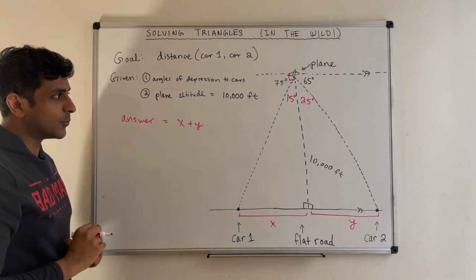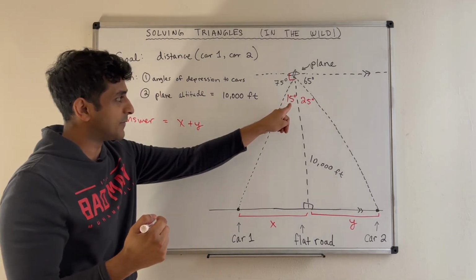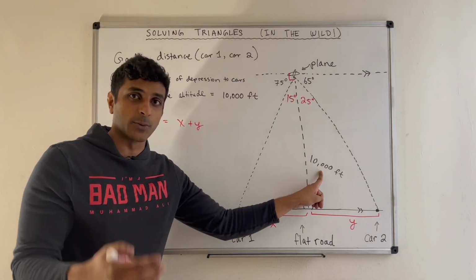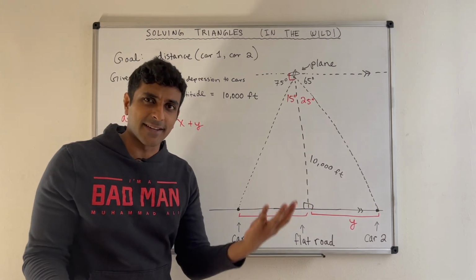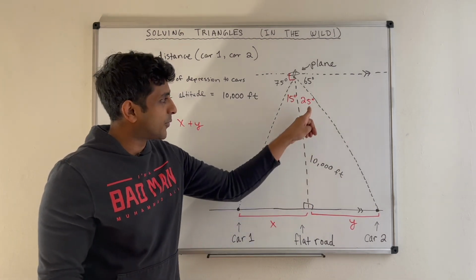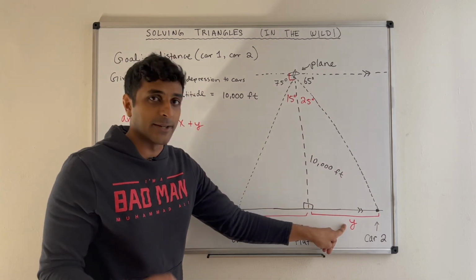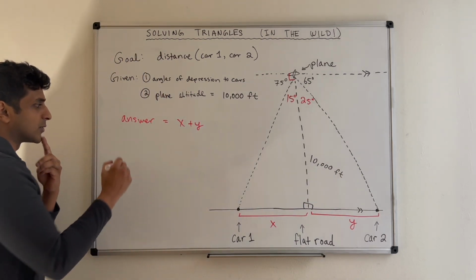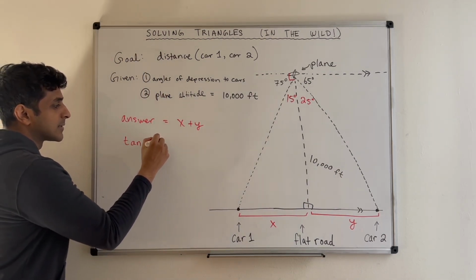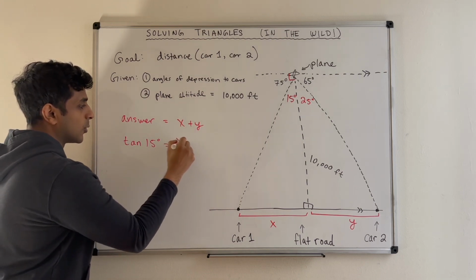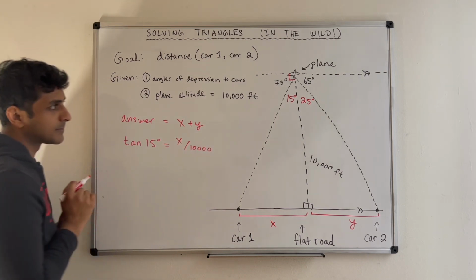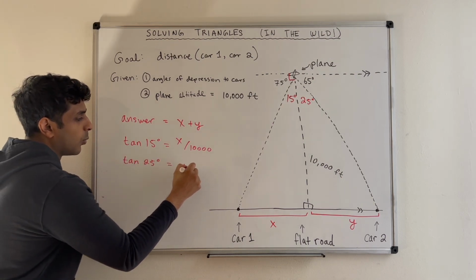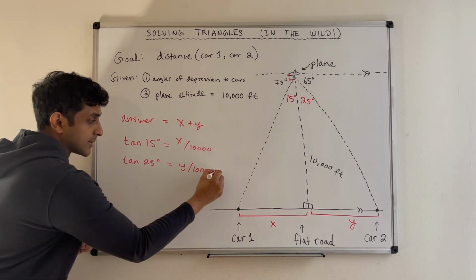And now we can start thinking about trig ratios, right? So from 15 degrees, we have the opposite side, x, which is what we want, and we have the adjacent side, which is what we have, 10,000 feet. So that's tan, opposite and adjacent. And same for the 25-degree angle, we can relate the opposite side, y, which is what we want, to the side we have, the adjacent side, 10,000. And so we can write down tan of 15 degrees equals x over 10,000. And similarly, tan of 25 degrees is going to equal y over 10,000.